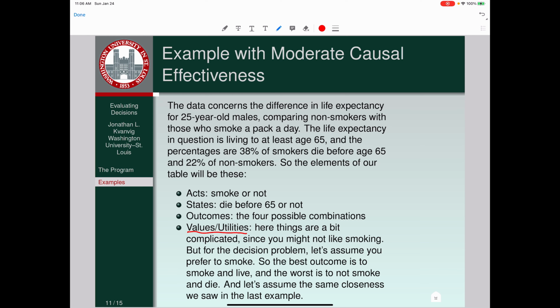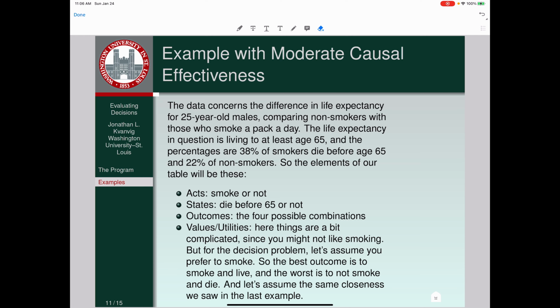That's a little bit complicated since you might not like smoking. If you don't like smoking, I think your decision is going to be really simple. So let's assume that you do like smoking, otherwise you wouldn't have a decision problem. Assume then that you prefer to smoke. So the best outcome is to smoke and live a long life. Let's also suppose you want to live a long life. Not all people want to do that, but let's just assume that you do.